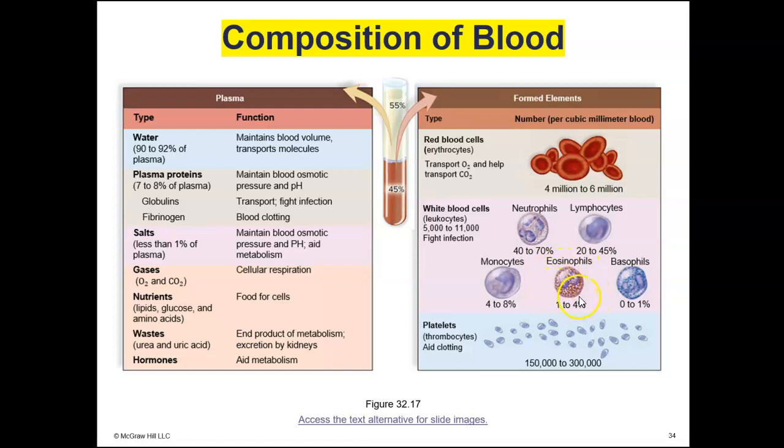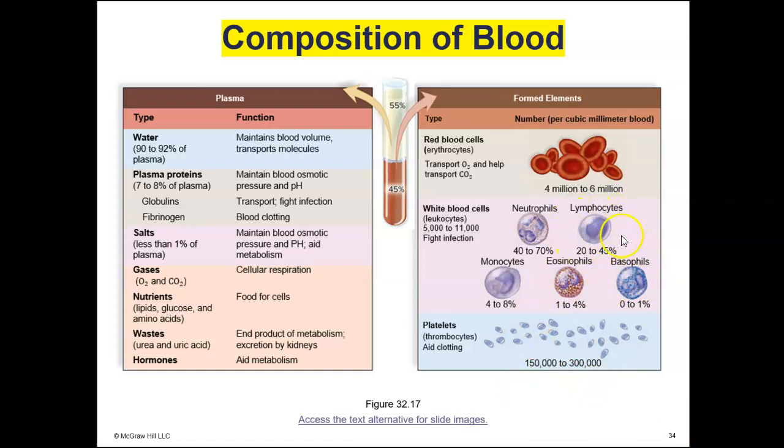Eosinophils are more for parasites and worms. And basophils release histamine. They help us out, but the histamine also gives us allergy symptoms and that kind of thing, which is why we take antihistamines.